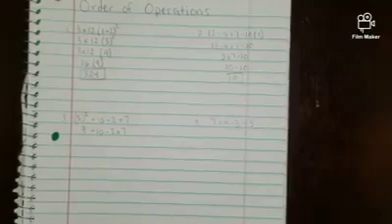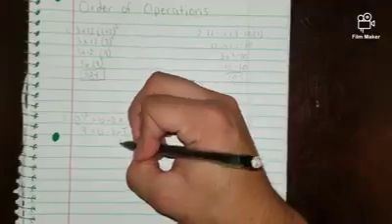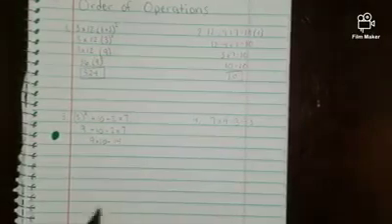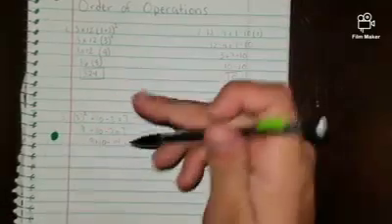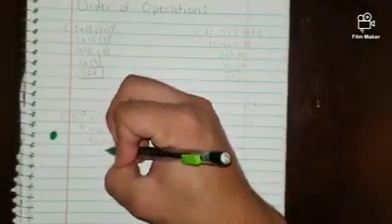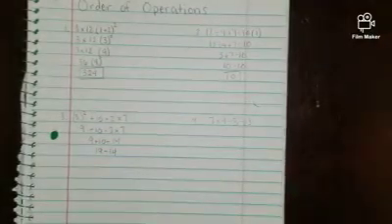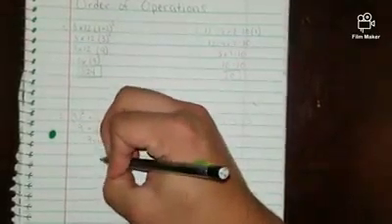Now, do we have any multiplication? Yes, we have it right here. 2 times 7 gives us 14. 9 plus 10 minus 14. Then do we have any division? No. Addition? Yes. 9 plus 10 gives us 19 minus 14. And then we have subtraction. 19 minus 14 gives us 5, which would be our final answer.